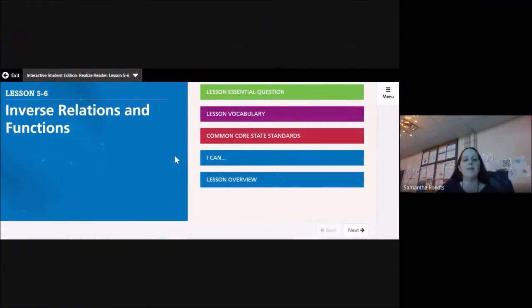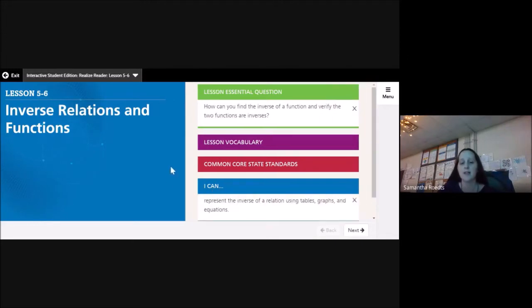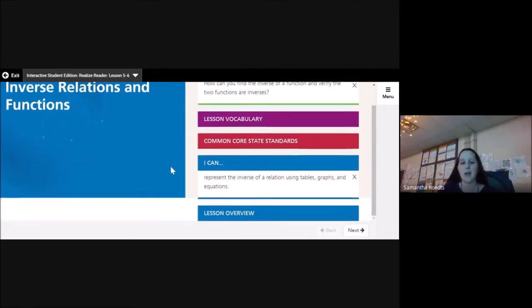All right, this is Unit 5, Lesson 6, Inverse Relations and Functions. Our lesson essential question is, how can you find the inverse of a function and verify the two functions are inverses? At the end of this lesson, you'll be able to represent the inverse of a relation using tables, graphs, and equations.